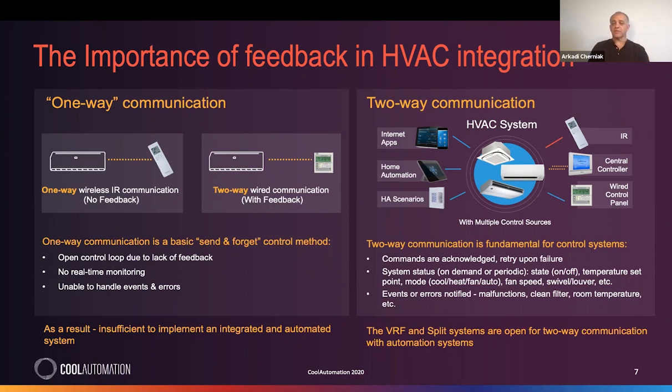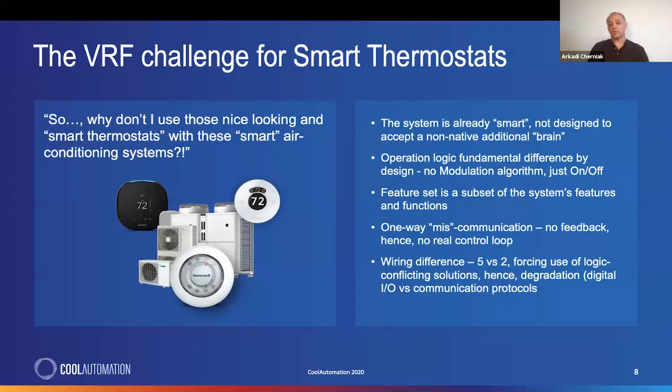The traditional systems are using one-way communications, which is send and forget, and then you hope that it will reach the target. While the advanced systems we are talking here about use two-way communication with the feedback. And based on that, we reach this challenge that we need to overcome with these thermostats.